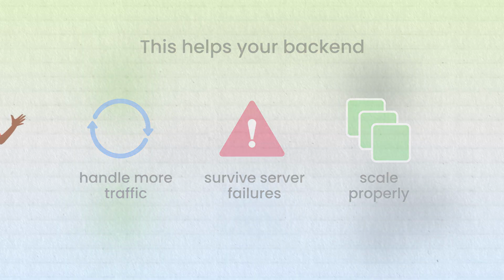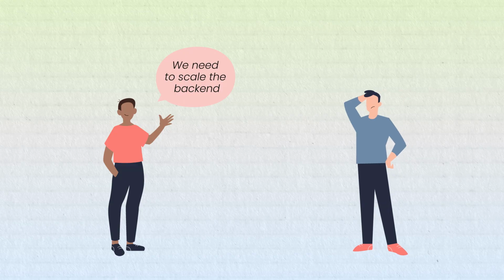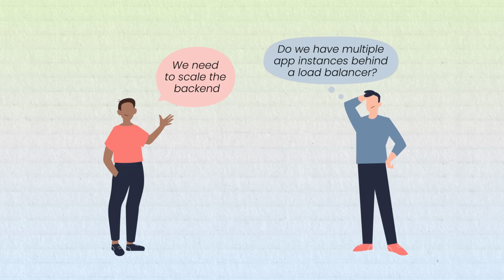So the next time you hear people say we need to scale the backend, one of the first things you should think about is: do we have multiple app instances behind the load balancer? Because one server may be fine for learning, but production needs to avoid a single point of failure.